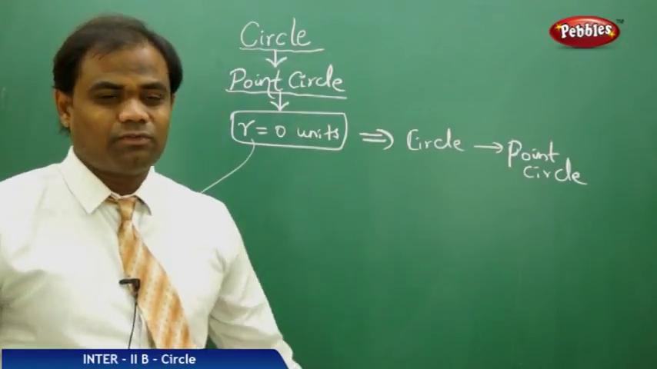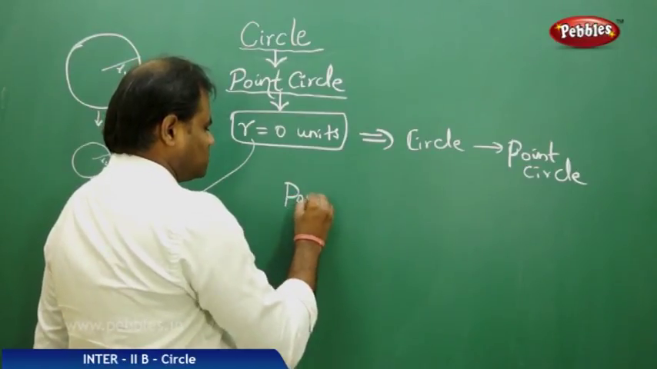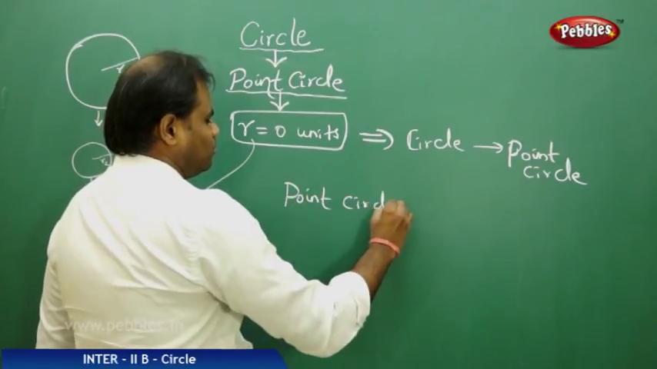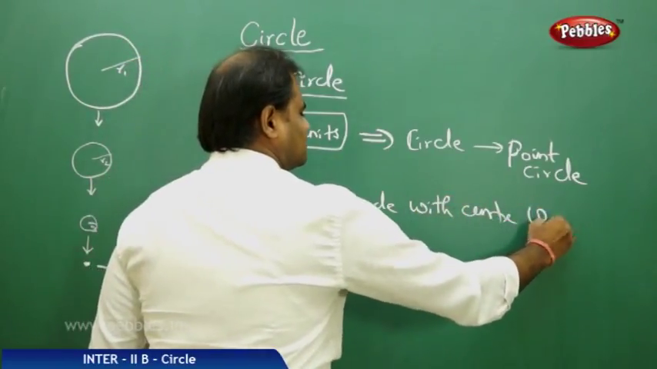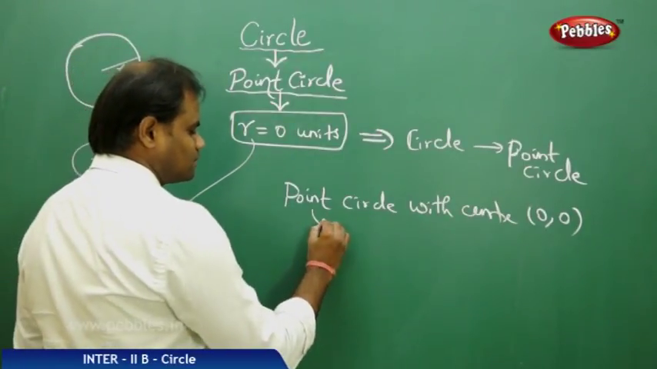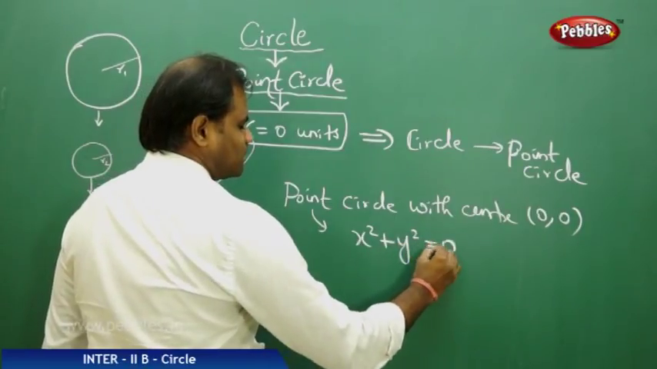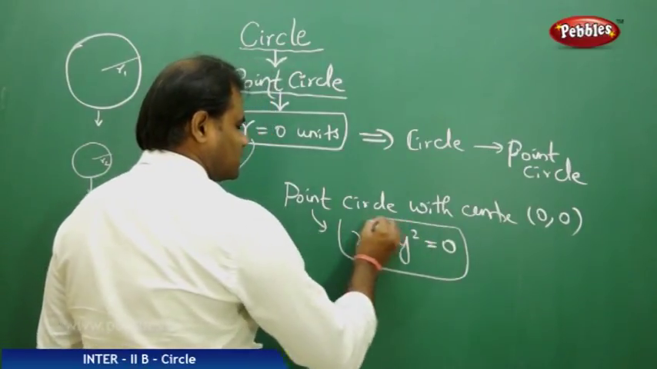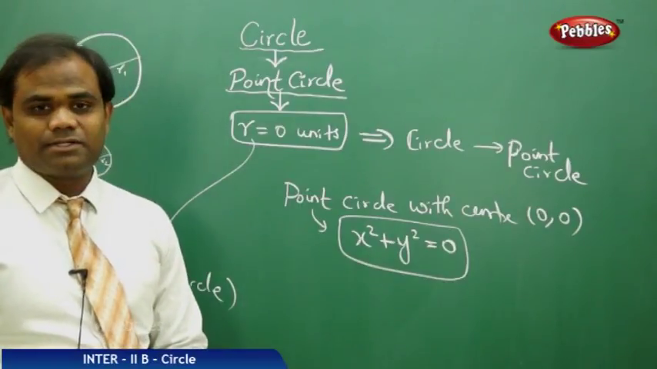So what is the equation of a point circle with center origin? Say I want to find the point circle with center (0, 0). It is given by x squared plus y squared equals 0. There is no constant out there, is how we understand this.